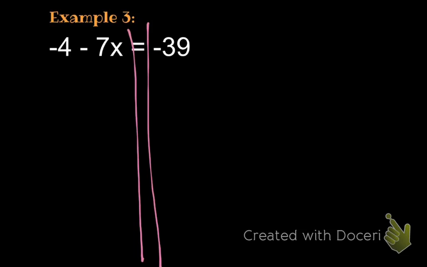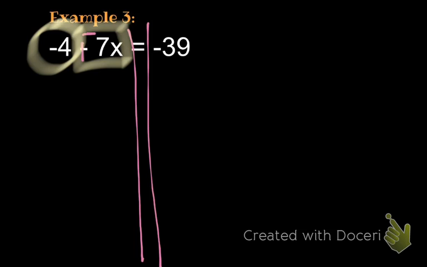All right, then I like to look for my variable, which in this case is negative 7. Do you guys see that? Remember, with my rules of integers, I can change that subtraction to add the opposite, so that's really a negative 7x. So right now what I want to get rid of is this minus 4. So to do that, I need to add 4 to both sides.